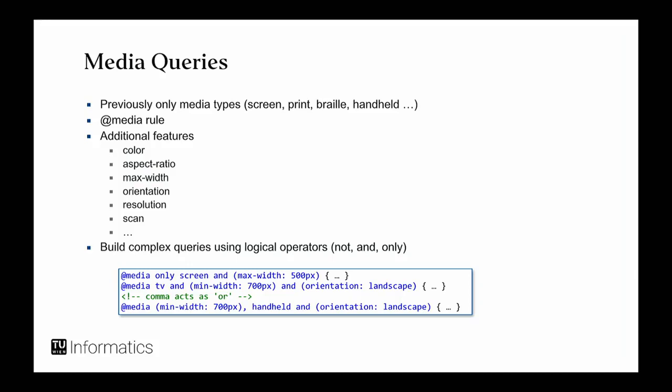And if you look down below, we have different possibilities of doing all that. For instance, the next one is, well, if it's a TV and it's at least 700 pixels and the orientation is landscape, then apply those styles. And you can also use a logical OR, and logical OR, similarly to regular CSS, is done with a comma. Oh, but I think for that to actually stick, let's look at an example.